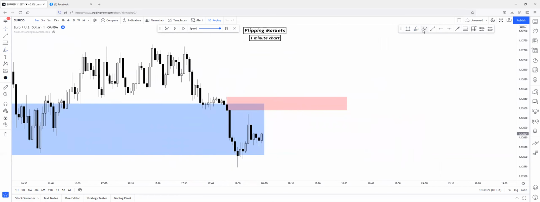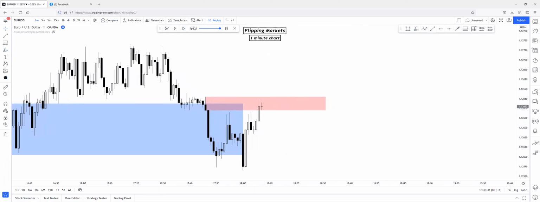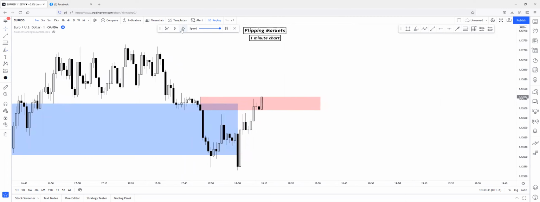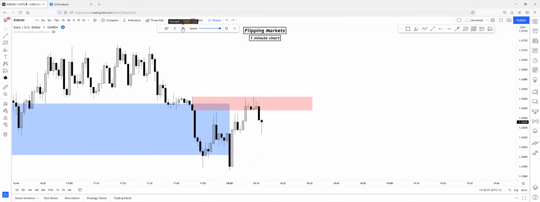Okay, so we are waiting for either a flip scenario or a change of character scenario. And if we can't enter on that flip or change of character scenario, we are waiting for a continuation example. Okay, let's see what happens. Price mitigated the supply zone, and as you can see, supply took over control from demand because price reacted on the supply zone and did reverse. So we had a strong rejection.